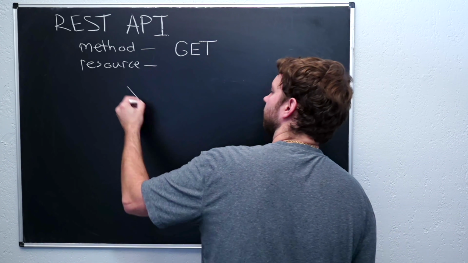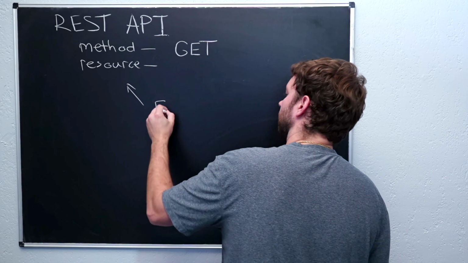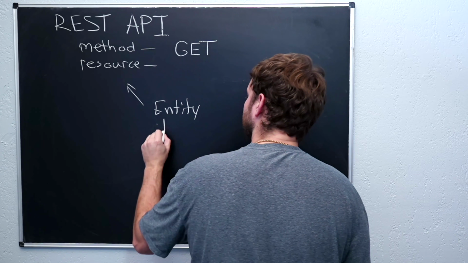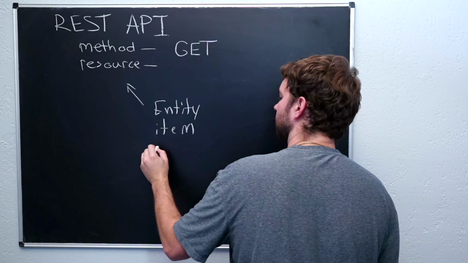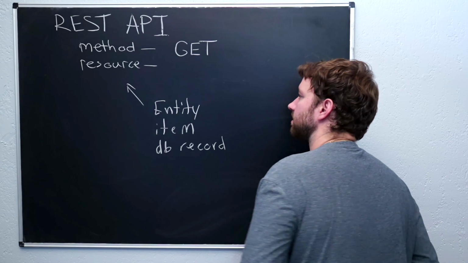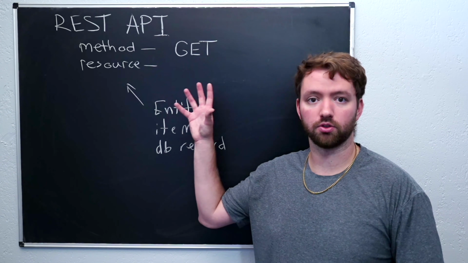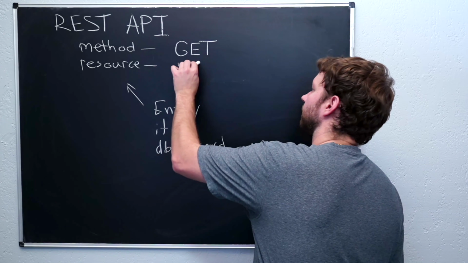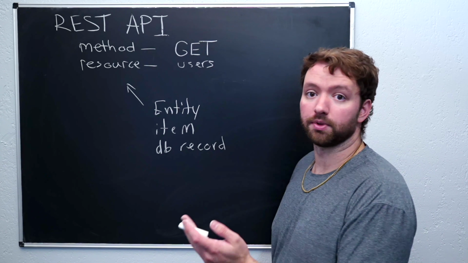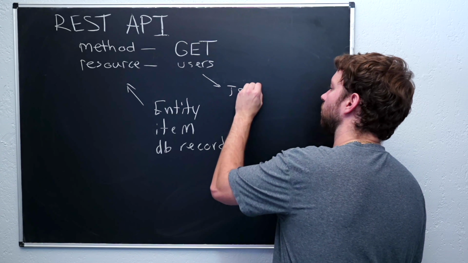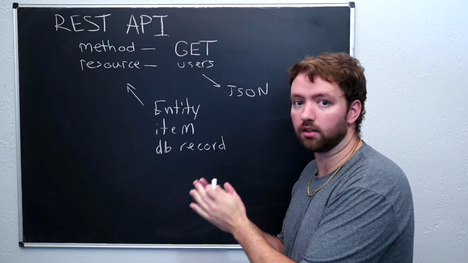So resource, you can think of this as, here, let me give you a bunch of other abstract names. Entity, an item, or some database record. This is basically the thing that we are wanting to interact with. So an example of this would be users. And that would be something that might give us back that same JSON structure we saw earlier, where we have the person's name and their age.